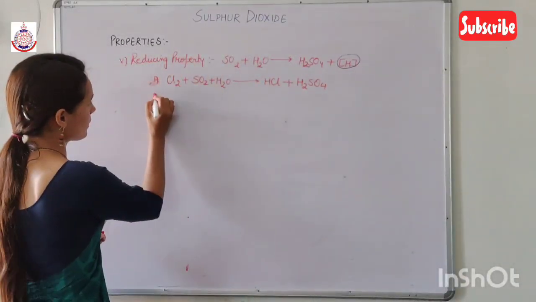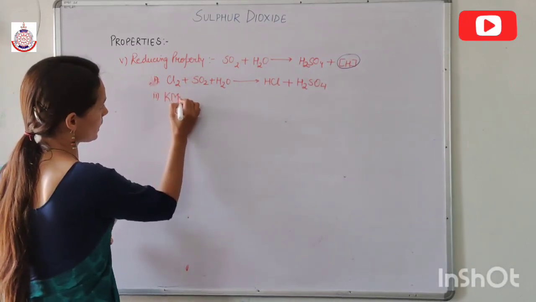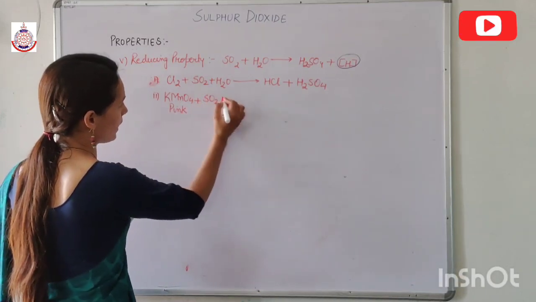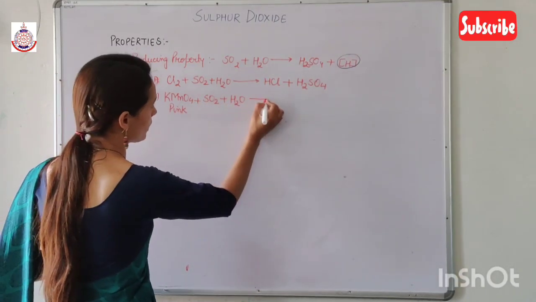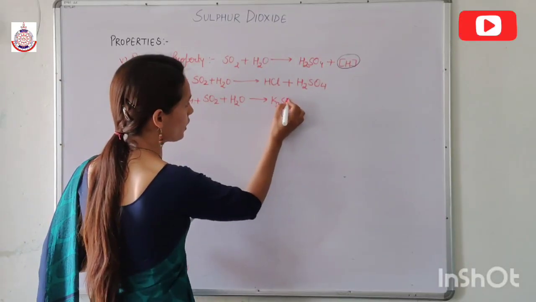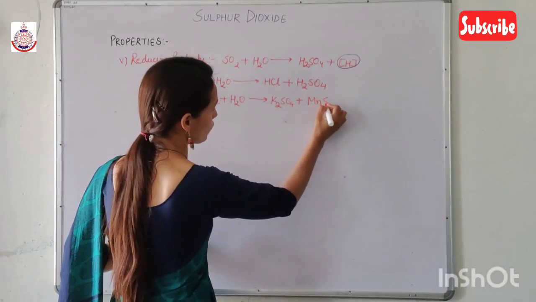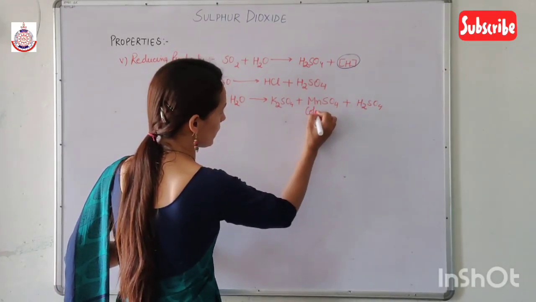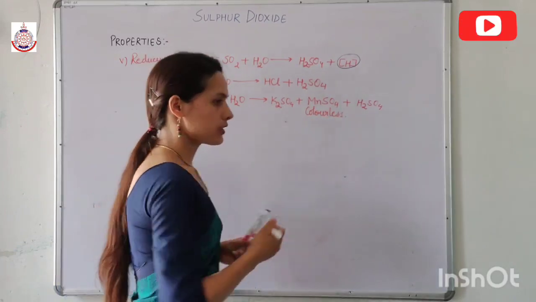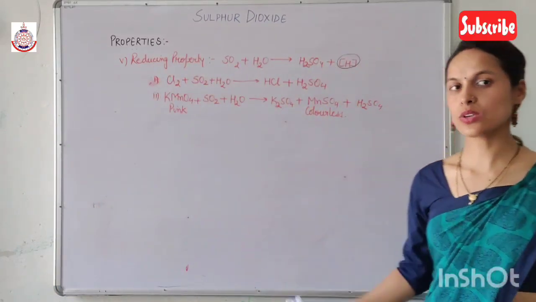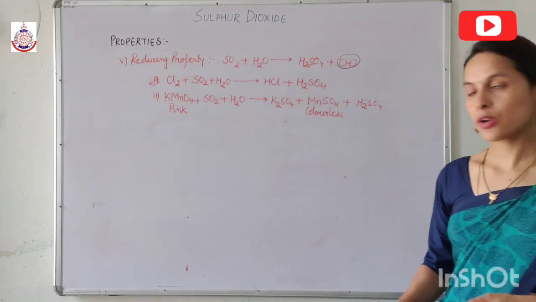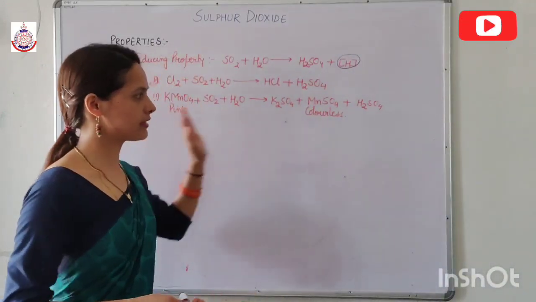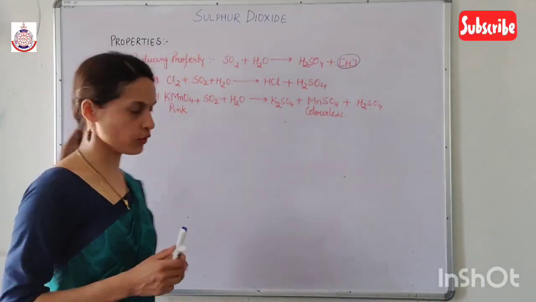Now the second reaction is KMnO4. KMnO4 is pink in color. When it reacts with sulfur dioxide in the presence of moisture, we get K2SO4 plus MnSO4 plus H2SO4, and this MnSO4 is colorless. So SO2 converts the pink color of the KMnO4 into the colorless MnSO4. In this way, it results in the reduction of the KMnO4.